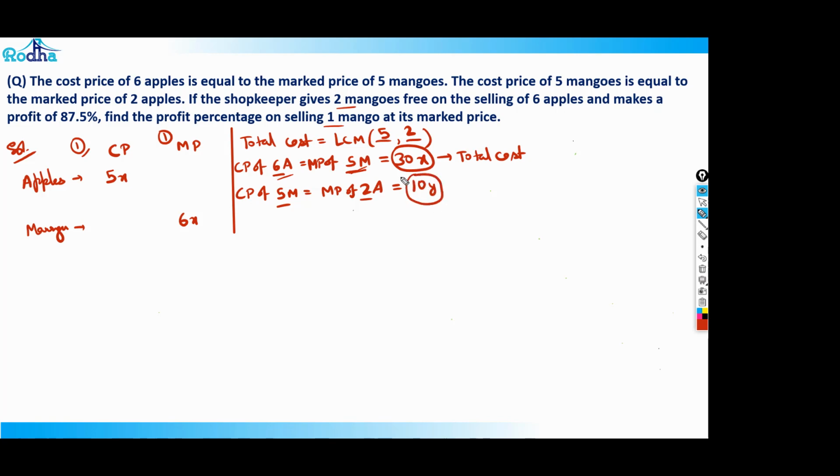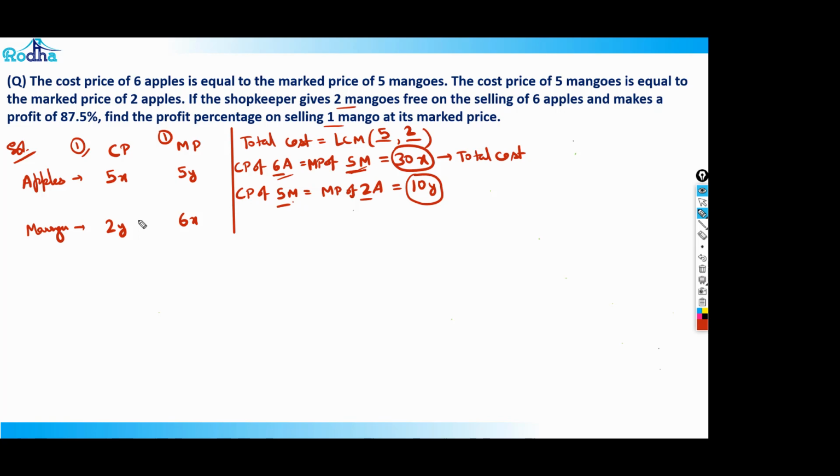Okay, 10y. So that means the mark price of 2 apples is 10y. So what is the mark price of 1 apple? Mark price of 1 apple should be 5y and the cost price of 5 mangoes is 10y. So cost price of 1 mango should be 2y. So I got this data here, correct? So now this is a good way to understand and solve this kind of question, right?